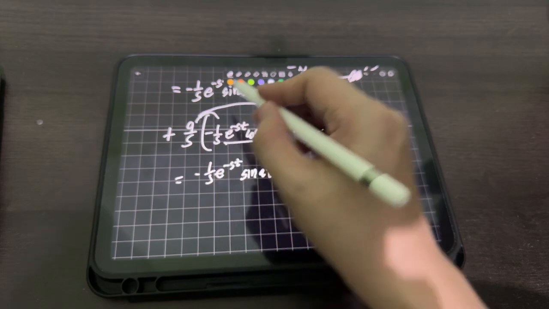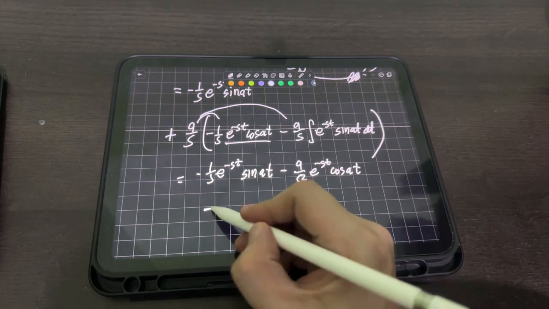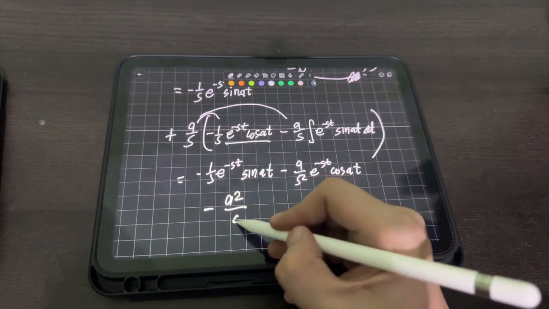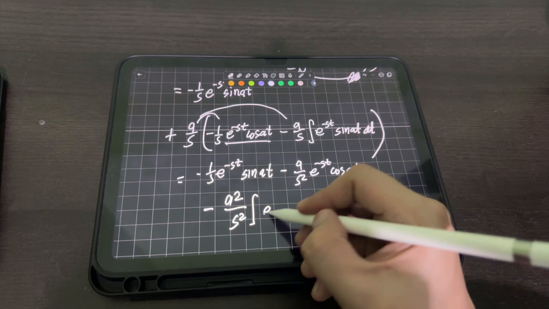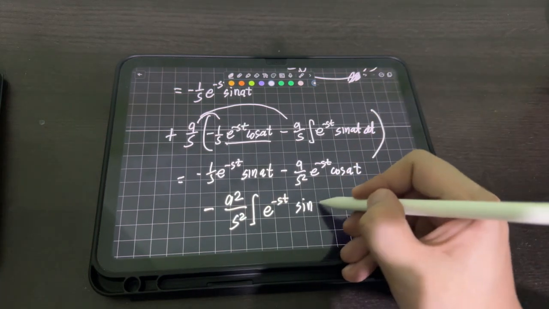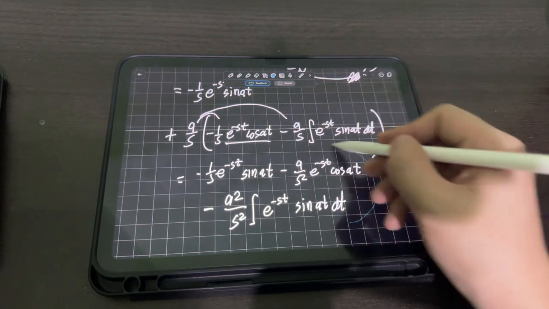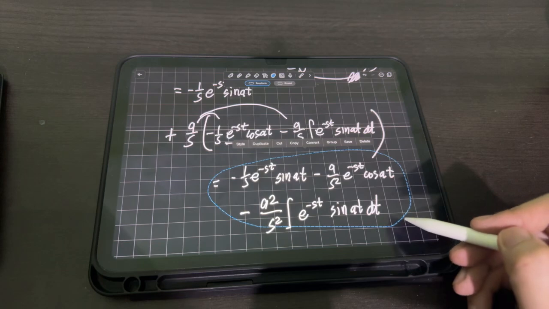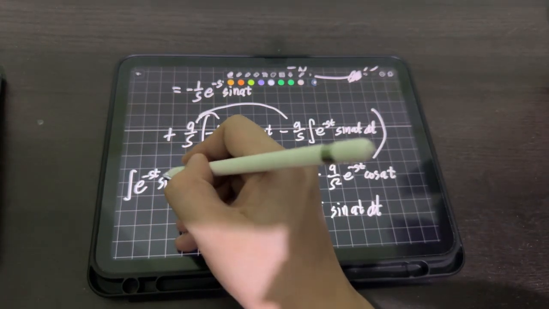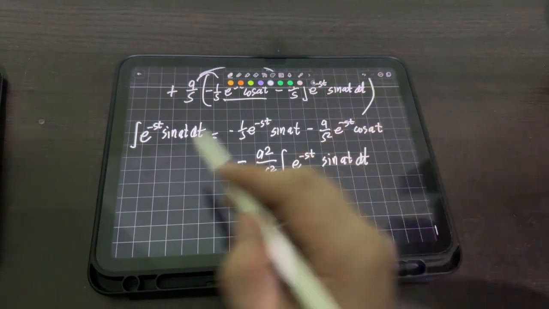Then also a over s multiplied with this term, negative a over s, that will be minus a times a squared, over s times s squared, integral of e to the negative st sine at dt. And we equate it to the left side, which is the original problem, integral of e to the negative st sine at dt. So what do you notice?